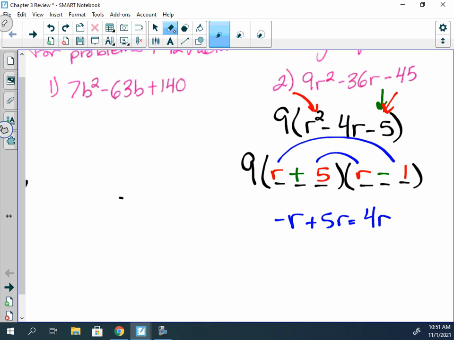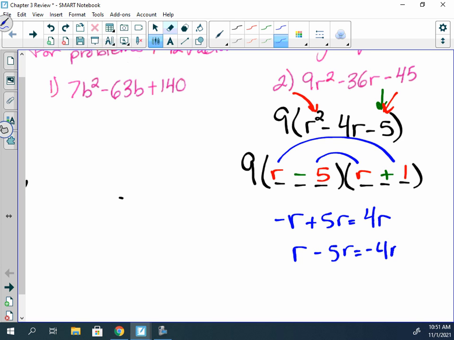So the easiest thing we can do is switch the signs. Make the 5 negative and the 1 positive. Because if we check it again, 1 times r times 1 is just going to be positive r. Negative 5 times r is negative 5r, which gives us negative 4r, which is what we want. So this here are our factors. Now again, because there was a greatest common factor of 9 that we factored out, it does need to be included in your answer. It is part of it.